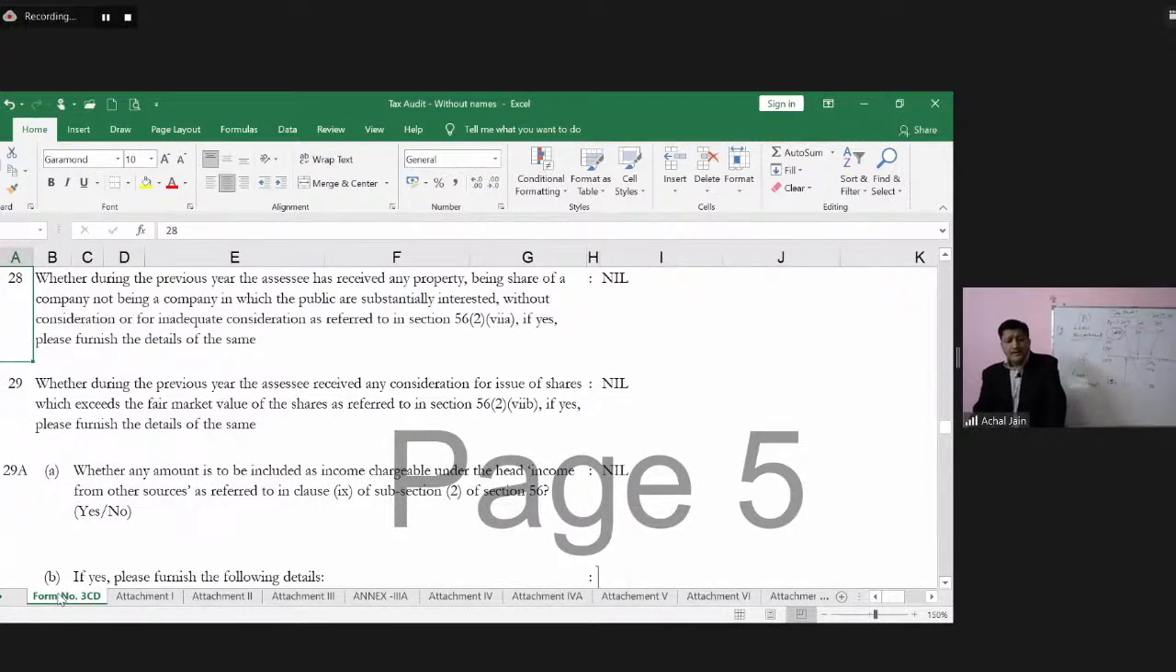29A says whether any amount is to be included as income chargeable under the head income from other sources as referred to in clause number 9 of section 56(2). If yes, furnish the details, meaning the nature of such income and the amount thereof. And for 29B, it says if there is any income which falls under section number 56(2) and clause number 10. Okay. So if there is any such income which is falling under any of these clauses, then the assessee is required to report the nature of such income and the amount.